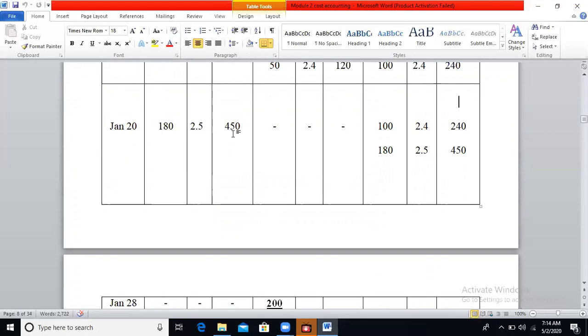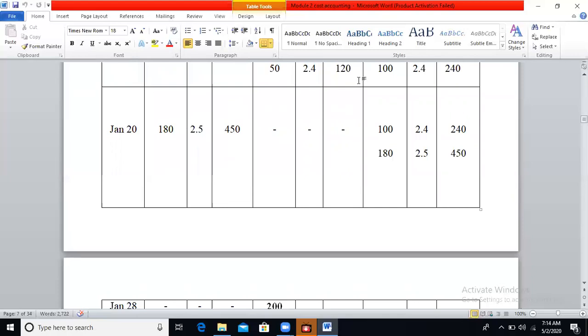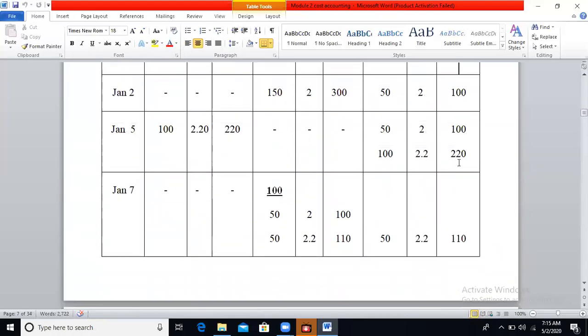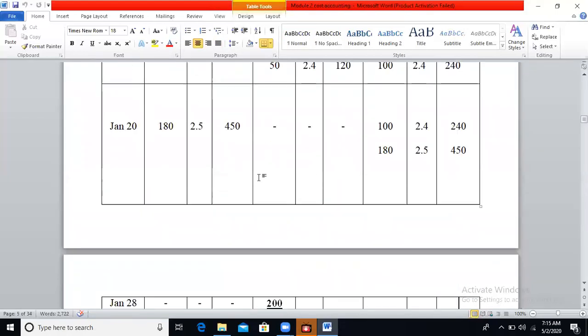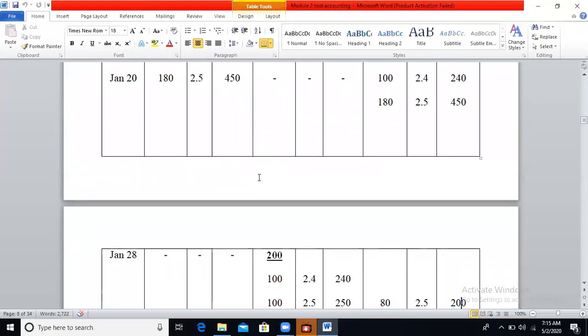So first write down the previous balance. Previously, we had the balance of 100 units at 2.4. The total value will be 240. Now we have made the new purchase, that is 180 units at 2.5 rupees. The value will be 450. And the last transaction is January 28th, we are making the issue of 200 pieces. So on the 28th, you have to record it in the issue column.